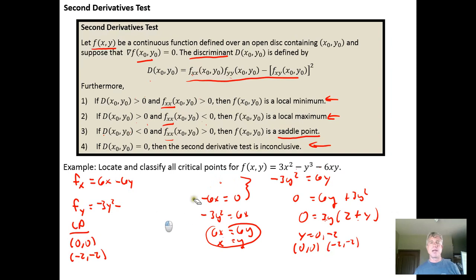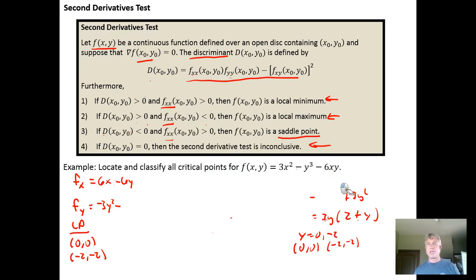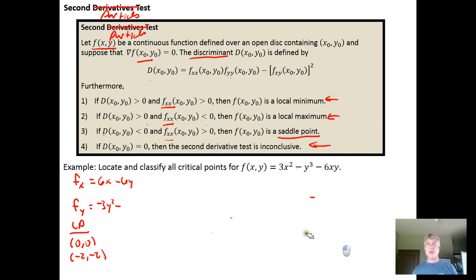So once we find the critical points, we will use the second derivatives test, or in fact, better would be to say the second partials test, because this test involves the second partial derivatives of our function of two variables. So I think a better name is second partials test. So we'll run our second partials test.